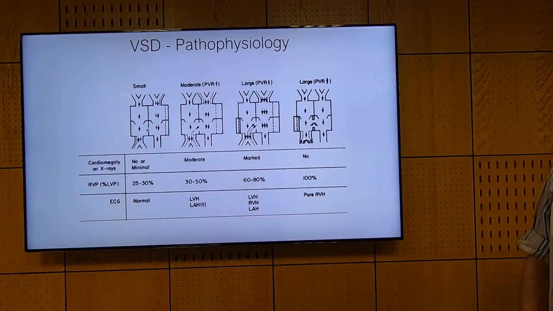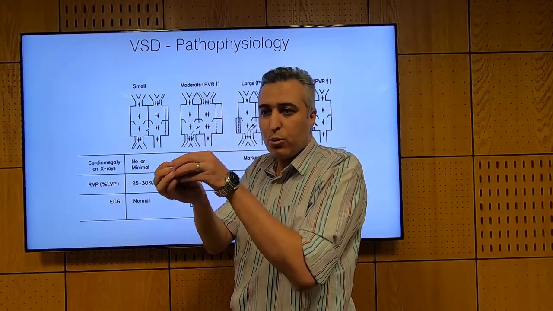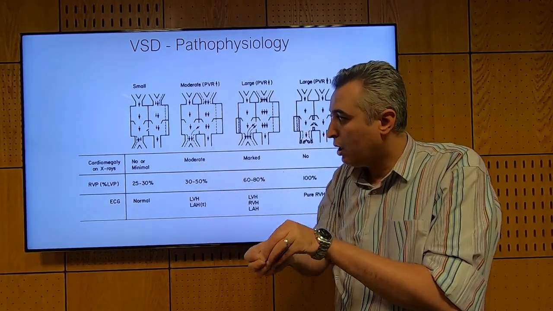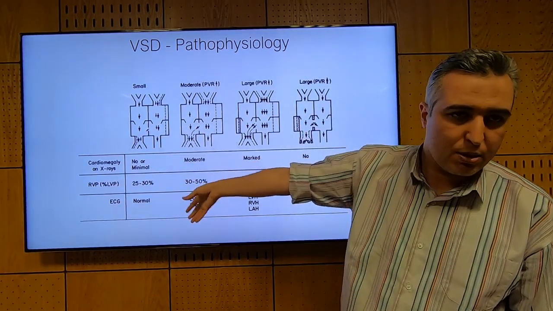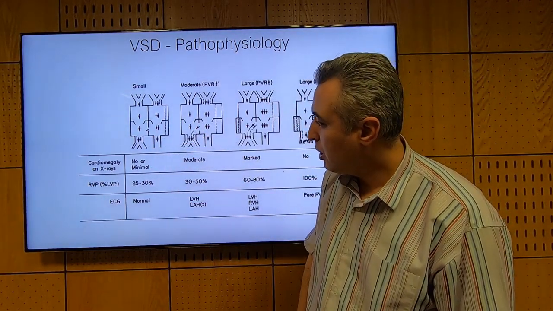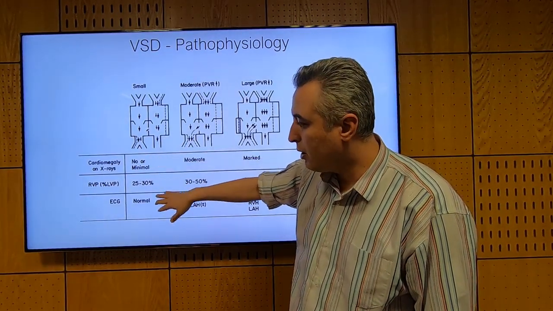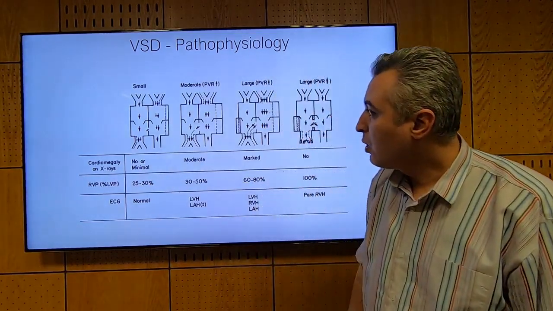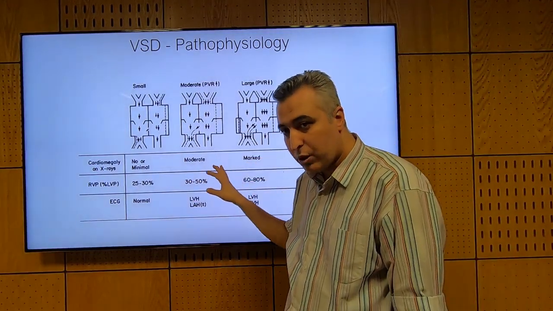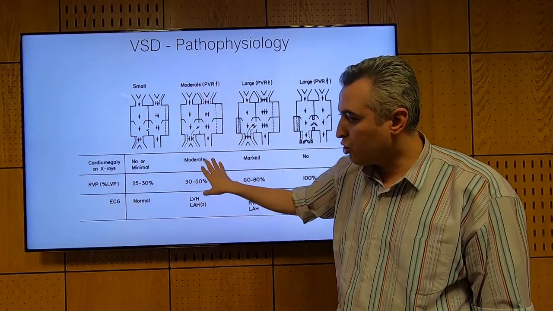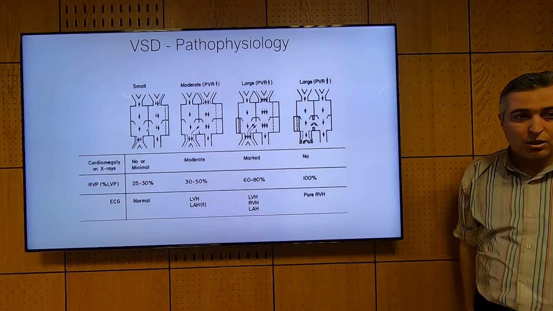So this is a quick overview. If you have a really small VSD with a very small amount of blood shunting across it, you get not much change because it's too small to get detected. Okay? So maybe a normal X-ray or tiny enlargement and not much change in ECG. Well, if you get a moderate VSD where you get higher blood volume, then you get moderate change on X-ray and ECG.